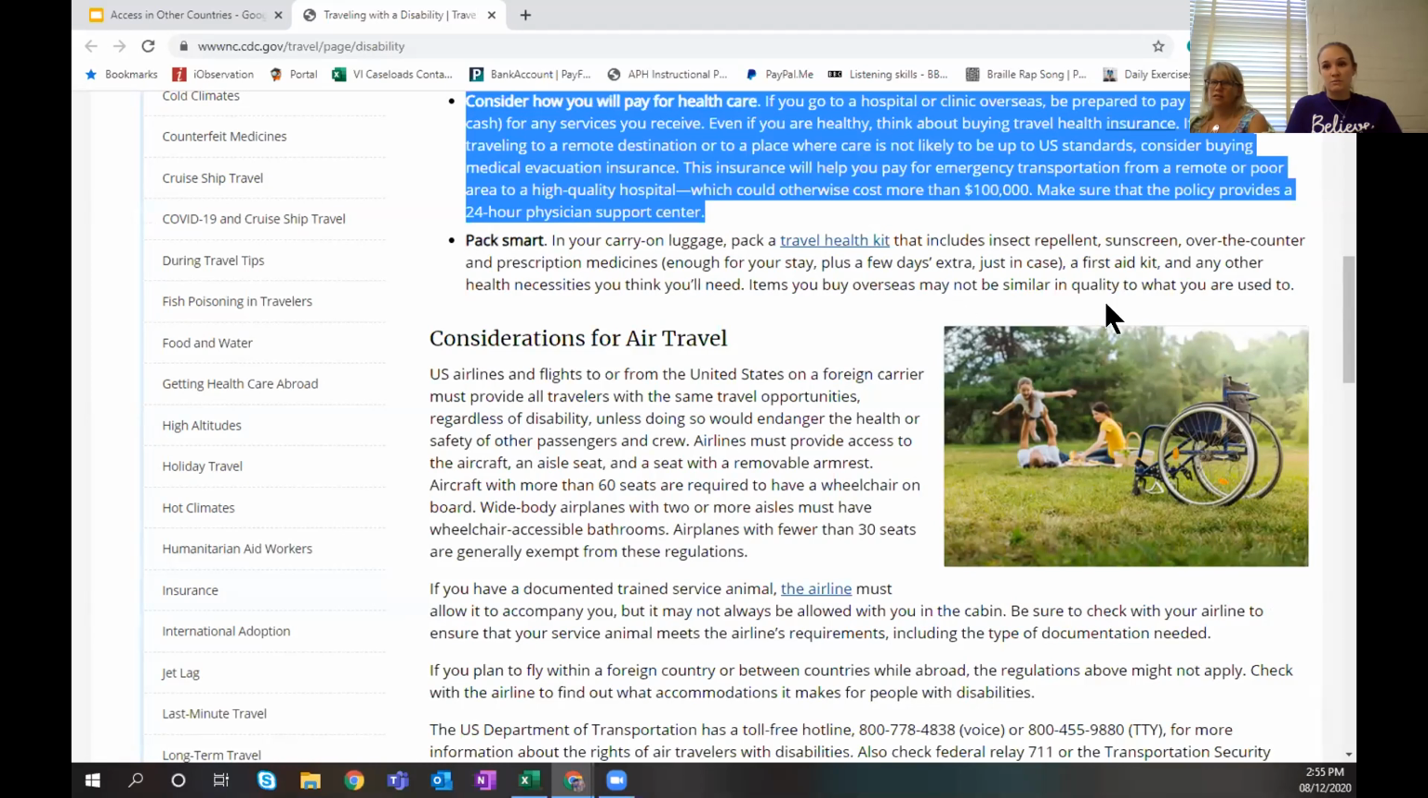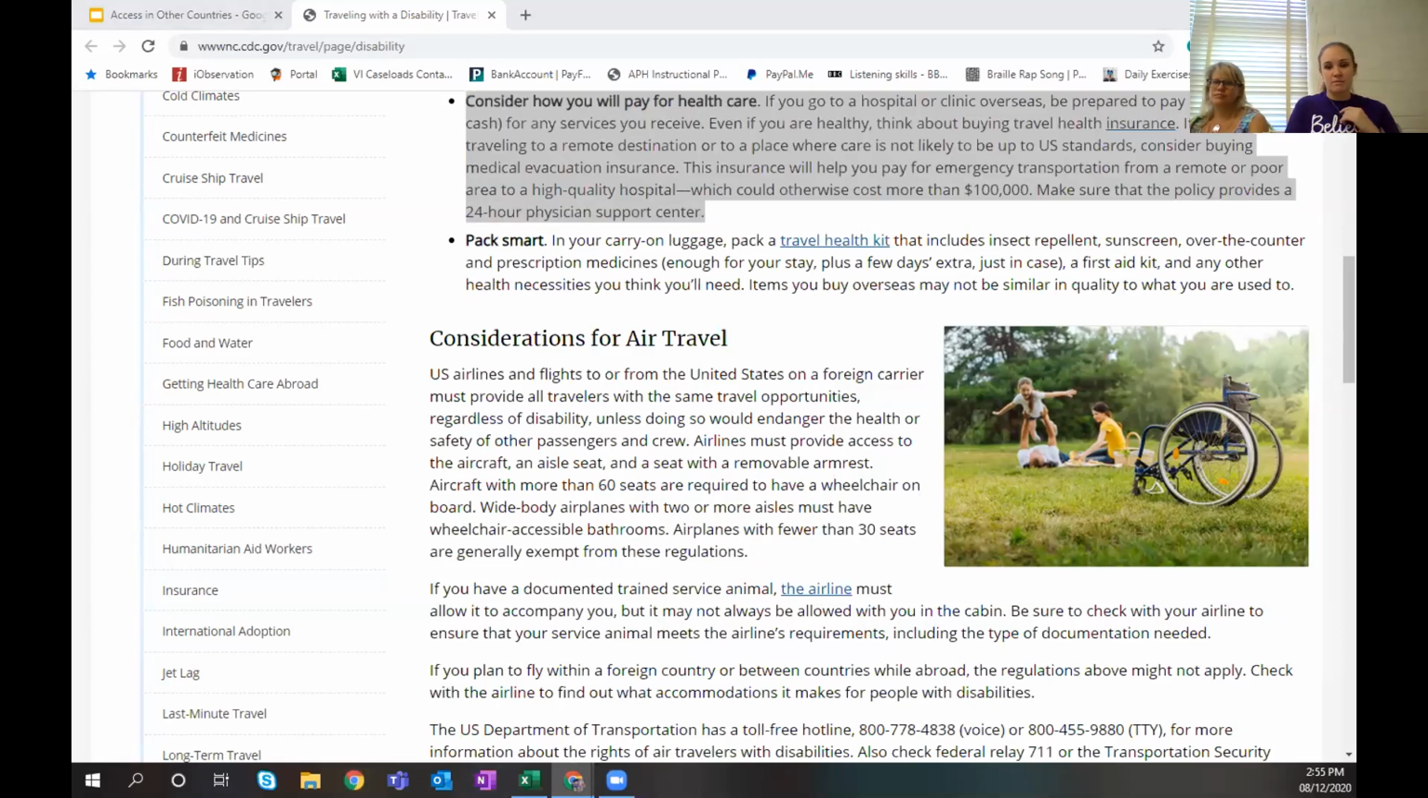Making sure that you pack smart is something this one goes over, if you are traveling. The medicine is the same, but it's in a different bottle with a different language on it. So it's not always easy to read the information and make sure you're getting the right thing.